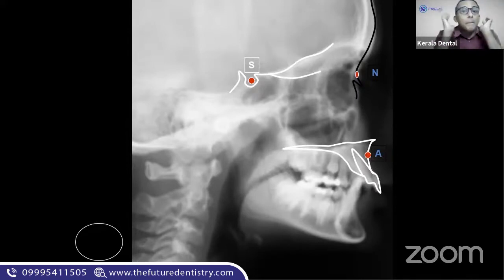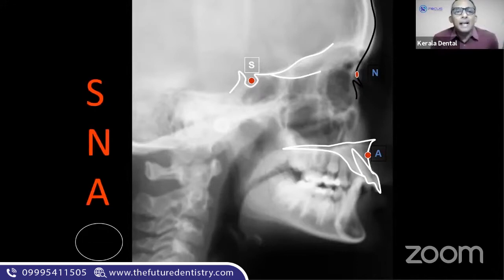A point means maxillary point. I wish somebody had put that A point as MX point, maxillary point, but nobody did that. Dr. Steiner, way back in the 1940s, named it the A point. That's the point of the maxilla. Now, let's look at sella nasion. I already covered sella nasion and to the A point.